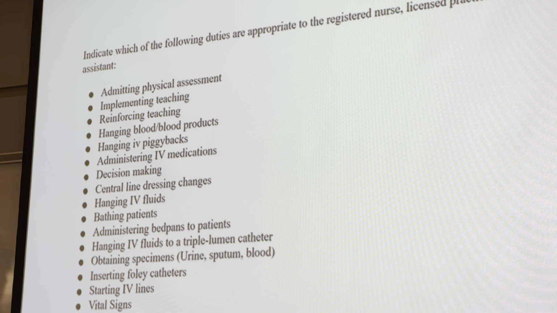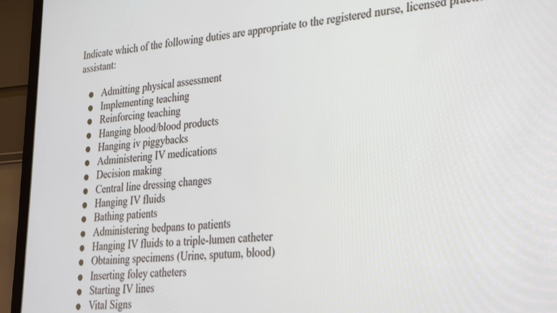All right, hanging blood products for us. RN, okay, good. Hanging IV piggybacks. RN or the LPN, right? Either way. Good. IV push medications. RN for us.